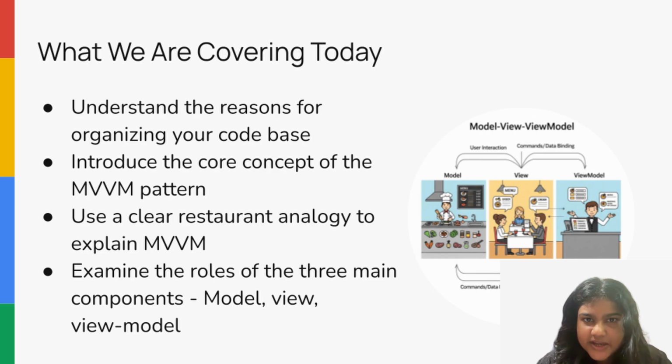Why can't we just write everything in the same file? Then we will introduce the core concept of the MVVM pattern. To make this stick, I'm going to use a clear restaurant analogy to explain how it works. And finally, we will examine the specific roles of the three main components: the model, the view, and the view model.